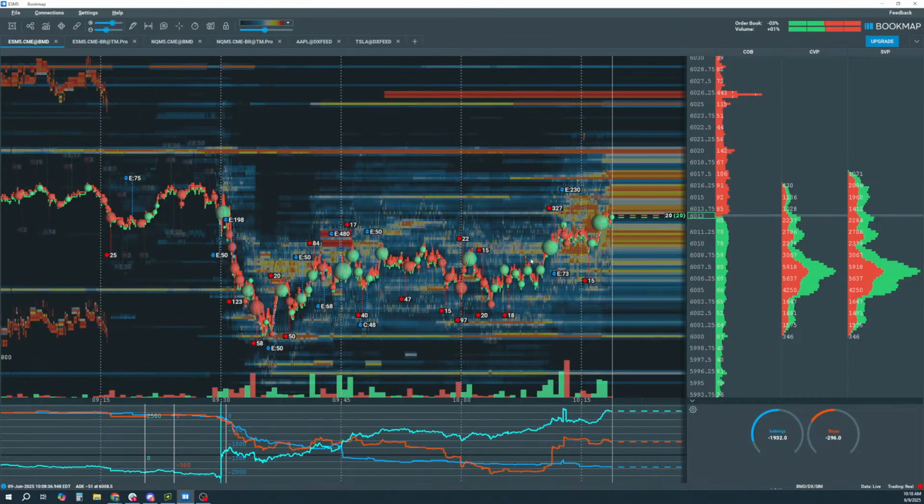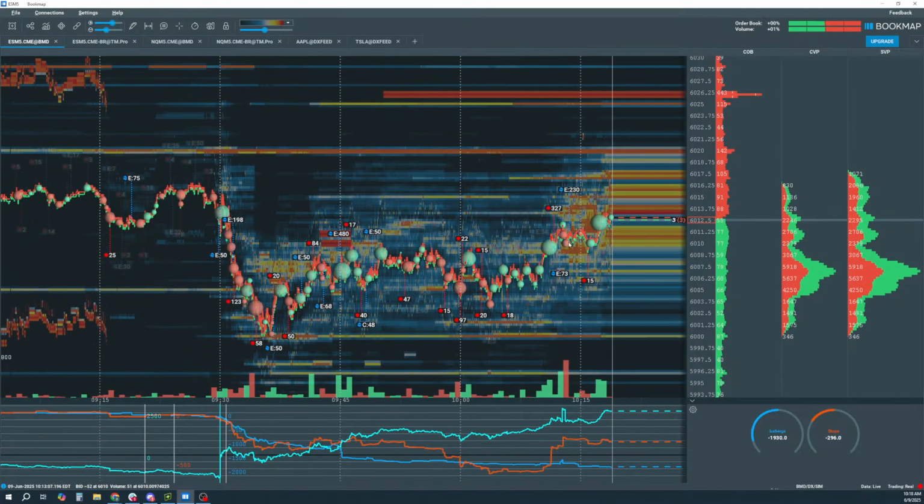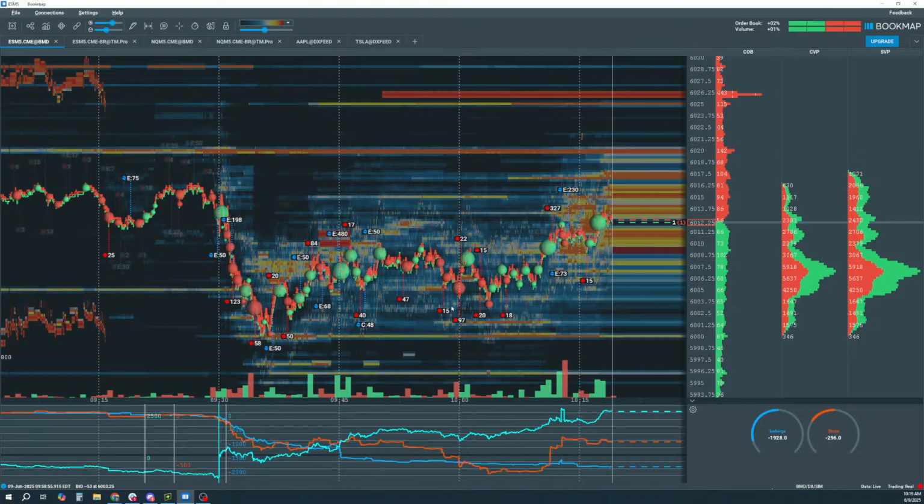But a lot of times it just kind of chops around for a while. And maybe it peters out. Maybe there's just not enough buying interest. It needs to find more buyers down at lower prices. Okay, so we don't get the price discovery. We don't get the move higher.